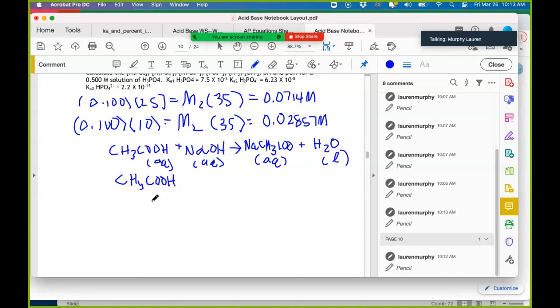Don't touch it. Now, sodium hydroxide is a strong base, so I can totally rip it apart. Now, this is a salt. It's ionic, and it's soluble, so I can rip it apart also. And then I got water. It's a liquid, I don't get to touch it. So in this instance, I only have one spectator ion. It's sodium. So my net ionic looks like this.